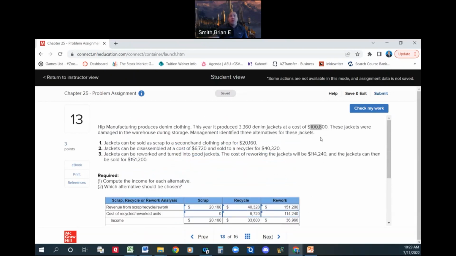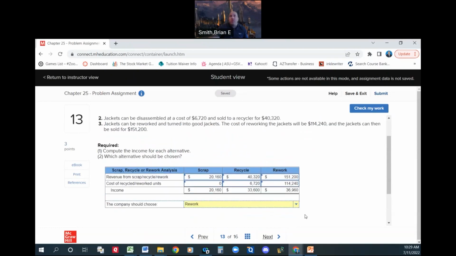Okay. So, having said that, those costs are irrelevant, though, to whether or not we should do it, because we want to find out which one's going to pretty much give us the lowest loss amount that we can get. So we're going to take this 36,960, which is going to give us the most out of this decision.